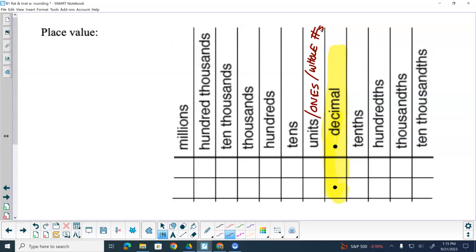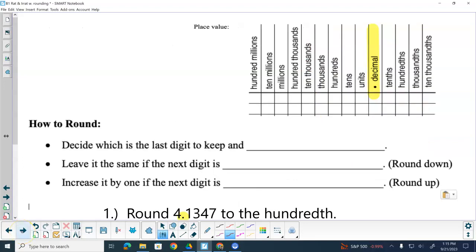Everything when we're rounding revolves around where that decimal point is. That's the kicker. That's why in your notes we put a big old box around decimal. That's where the decimal point goes. Up here we highlighted it. That's where the decimal point is. So now we've got to come up with some rules for rounding.